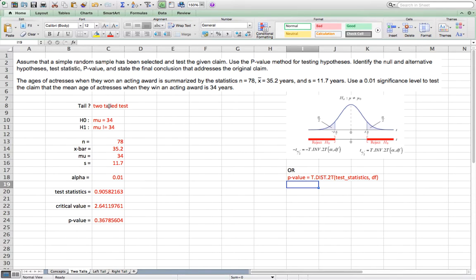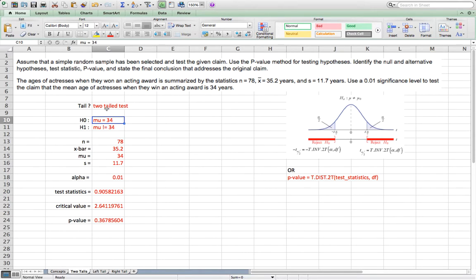So first, we need to identify the null hypothesis and the alternative hypothesis. The null hypothesis is the one that always contains the equal sign. So for this one, mu, the average age, equals 34. That's the null hypothesis. The average age not equal to 34 is the alternative hypothesis.